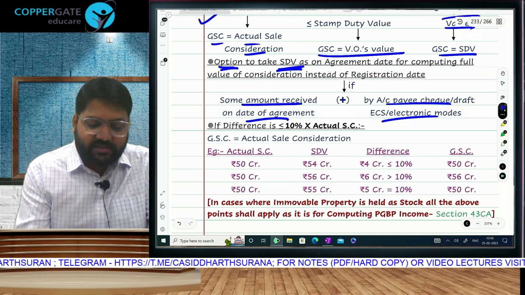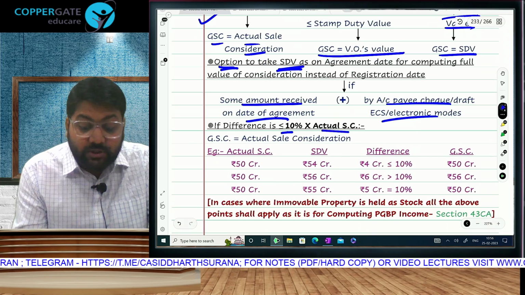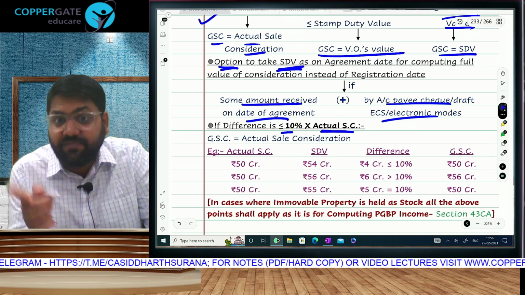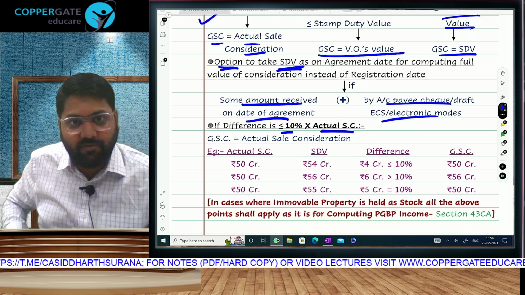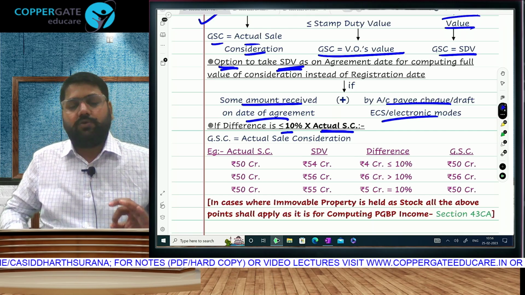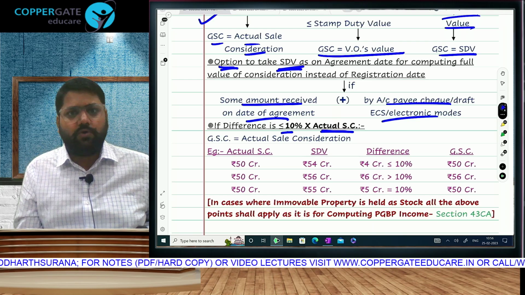Further, if the difference is up to 10% of actual, this 10% will not apply on HDD. You have to check on actual. Be very careful on actual. Plenty of MCQs we have on this. Up to 10% of actual, then actual will be accepted without going into any fight.